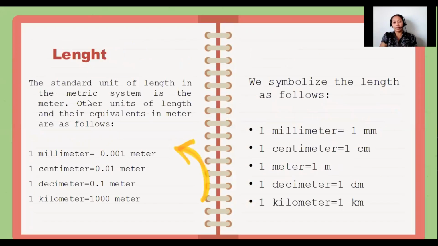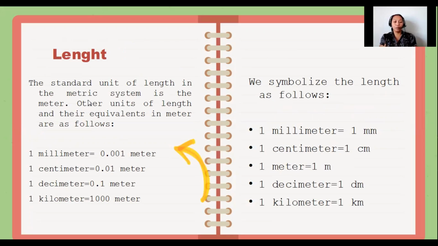So next we have the length. The standard unit of length in the metric system is the meter. The other units of length and their equivalents in meter are as follows. We already discussed this a while ago, that the main advantage of the metric system is that it has a single physical quantity, which is meter. So meter is the standard unit of length in the metric system. We have just different equivalents.